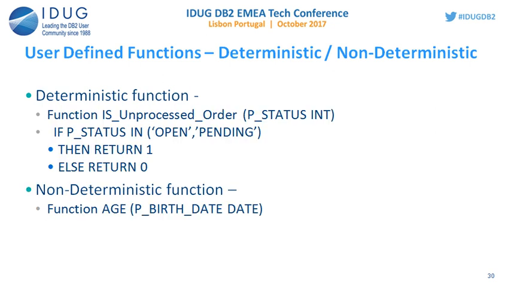And here's an example. A deterministic function, I'm passing in a status. The function says, if it's open or pending, return a 1, else return 0. So assuming there are 10 different statuses, for any given status that's passed in, the result will always be the same. So that's deterministic. A non-deterministic function would be age. You pass in the birth date. If I invoke that function today, I'm going to get a different output than if I invoked it last year or next year.